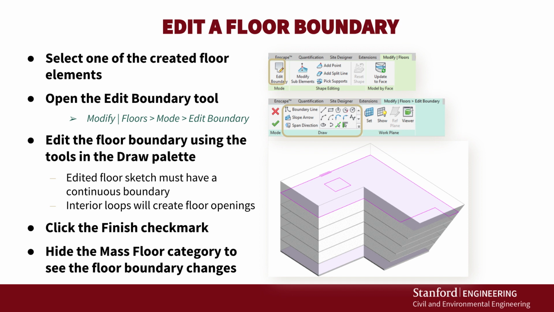Now, if you change the floor boundary, remember that the floor sketch must have a continuous boundary. You want a continuous pink loop all the way around the floor. And if you create any interior loops, that will create openings in the floor. When you're done editing that floor boundary, just click the Finish checkmark, and the new floor will be modified to have that new boundary shape that you've just specified. Now, you may need to hide the mass floor category to be able to see those floor boundary changes. At first, the mass floor will still have the overall shape, and it may obscure the changes that you've made to that floor boundary. So just go ahead and hide that mass floor category, and you'll be able to see those changes you made to the floor boundary.